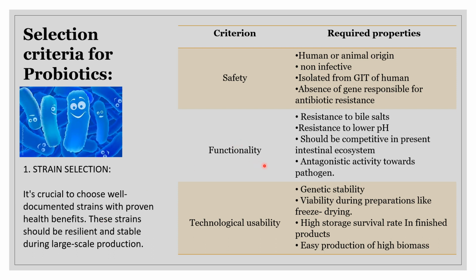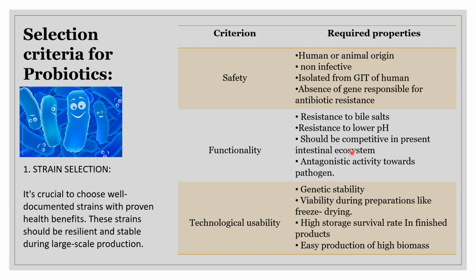Then the functionality. It should show resistance to bile salts and resistance to lower pH, because we are going to do large scale production, and humans are our customers who are going to consume our probiotic. In our stomach, we have high acids. Then we secrete bile salts, and the pH is low. In that particular condition, our probiotic should remain viable. It should not get killed.